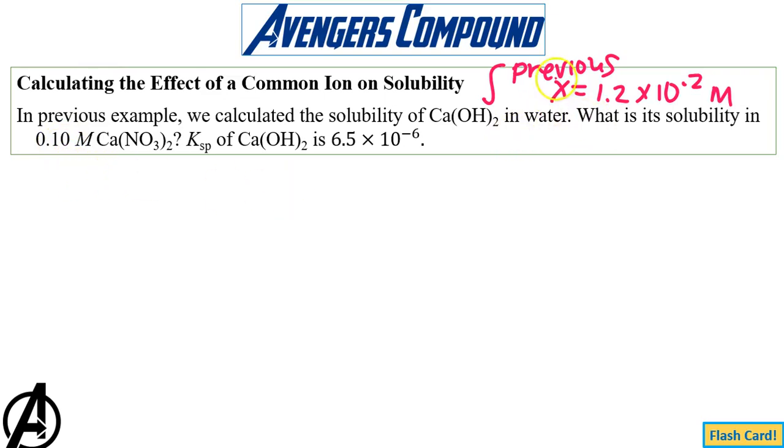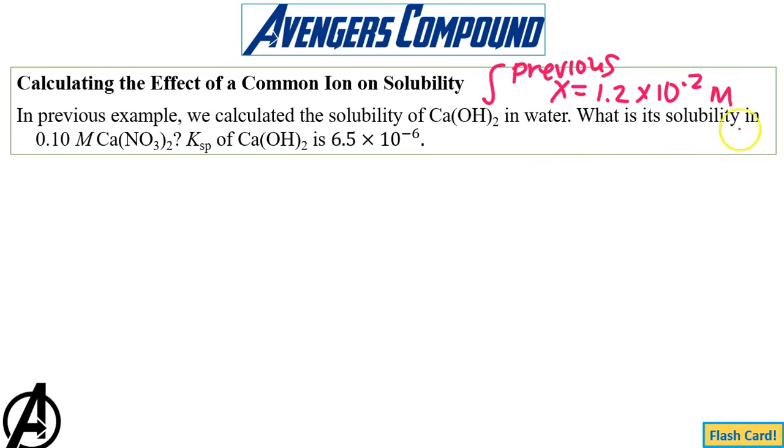And we got an X value of X is equal to 1.2 times 10 to the negative 2 molar, which represented our molar solubility. Now, we just said that the effect of a common ion is that it's going to shift the equilibrium to the left and decrease the solubility. So we are going to be proving that with this example.